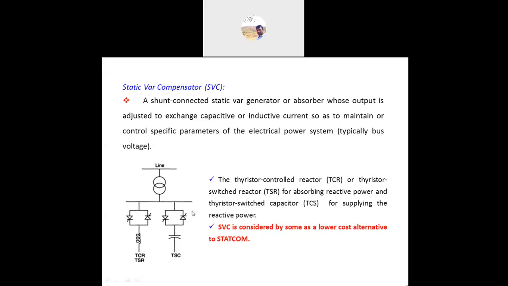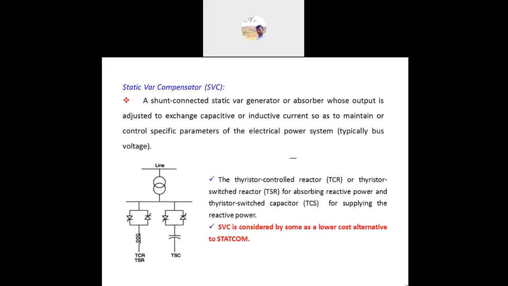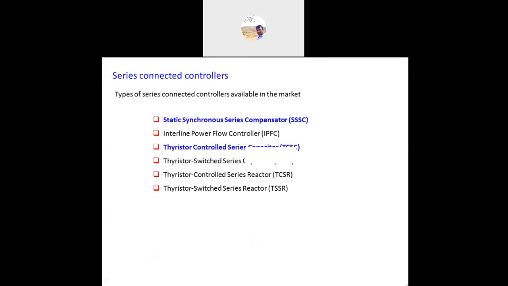Here we have the thyristor controlled reactor, that is TCR, and the thyristor switched reactor, TSR. The names are similar, and it is one device. What they do is absorb the reactive power, while the TSC supplies the reactive power. If the line has higher reactive power, that will be absorbed by this one, and the other will supply it to maintain the reactive power. So one absorbs and one supplies.